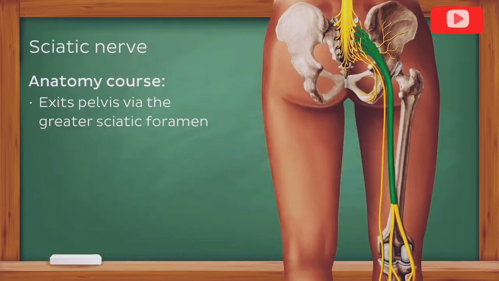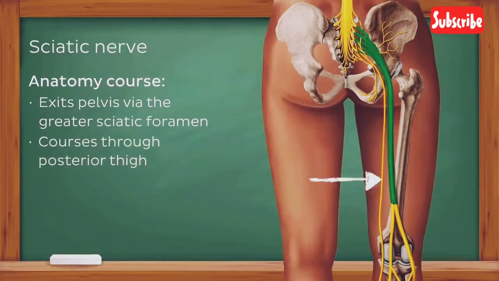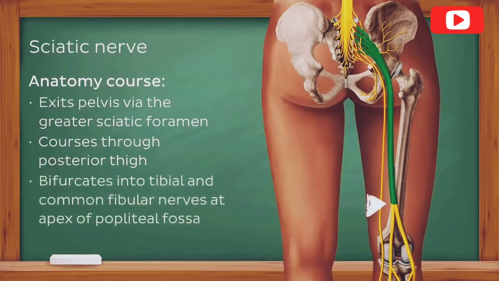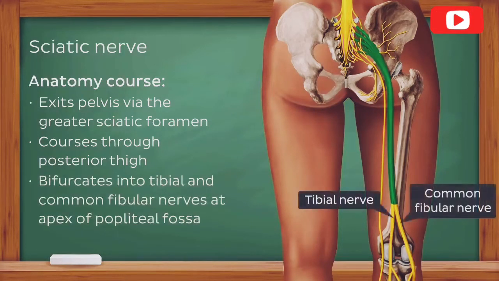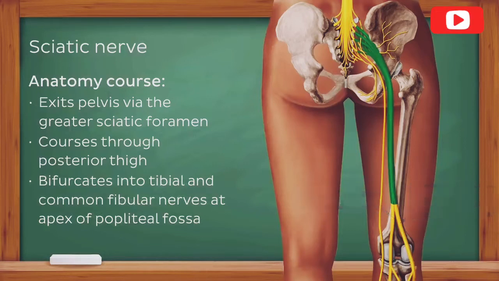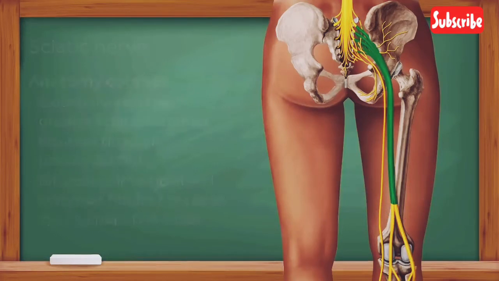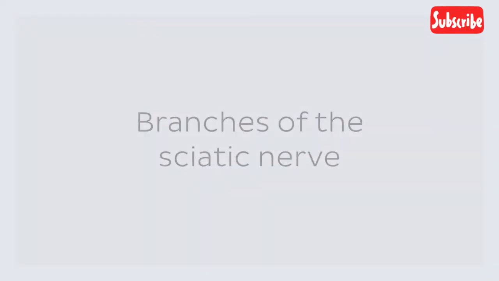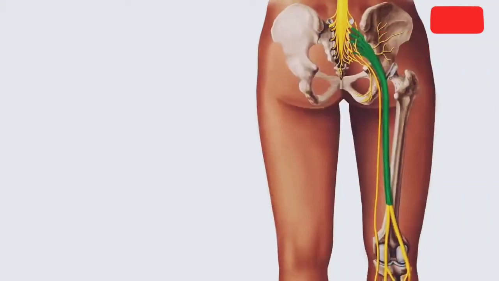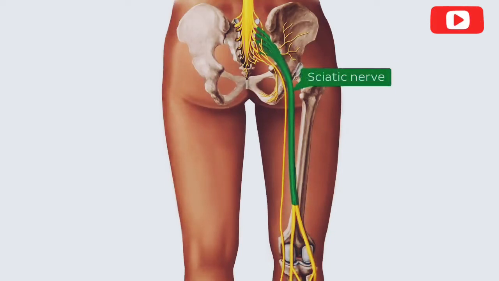The sciatic nerve then courses inferiorly through the posterior aspect of the thigh, and when it reaches the apex of the popliteal fossa, it terminates by bifurcating into the tibial and common fibular nerves. Okay, now that we're familiar with the origin and location of the sciatic nerve, let's move on to talk about its branches. It's worth noting that the sciatic nerve can also be described as 2 individual nerves bundled together in the same connective tissue sheath.